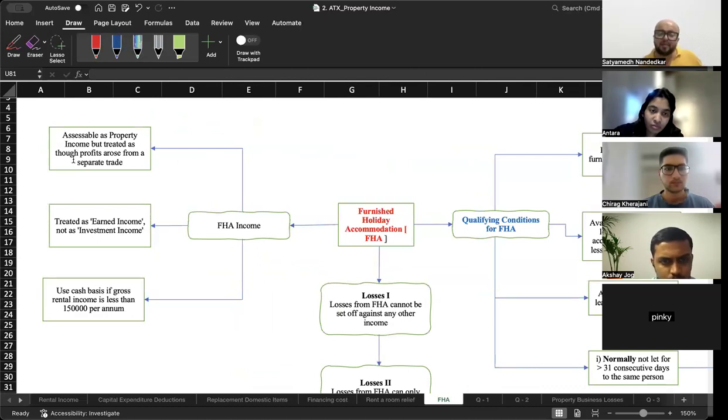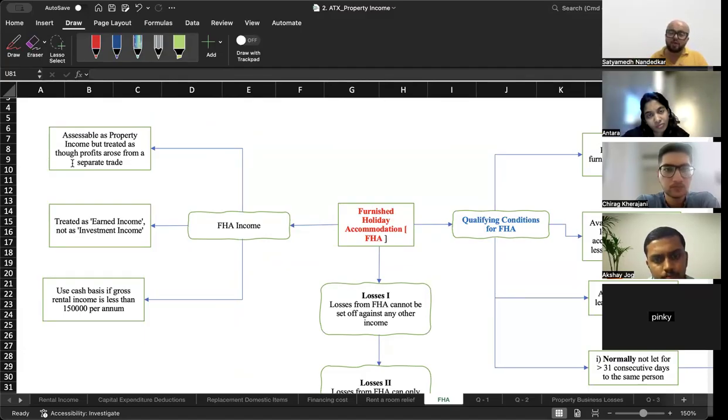Assessable as property income but treated as though profits arose from a separate trade. So the treatment of this is considered as earned income and not investment income. So when we do pensions, there the applicability is different. So just FHA might be more helpful in pensions than it is in property income.